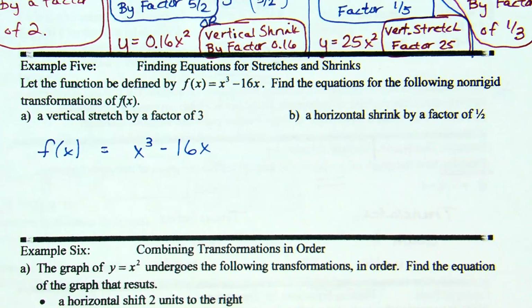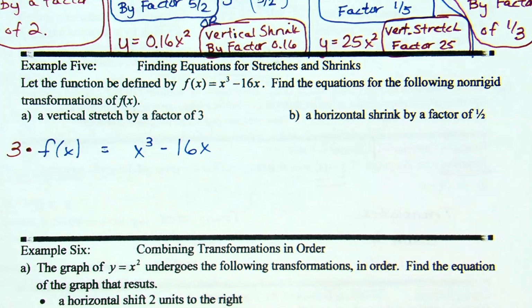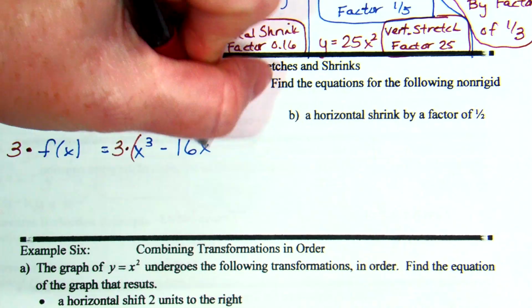How do we affect it with a vertical stretch by a factor of 3? What do we have to do there, Ross? Wouldn't you put x cubed minus 16x in parentheses? Okay, so in order to do a vertical stretch, if you looked on the previous page, it's the idea of 3 times f of x, right? Which means we're doing 3 times the entire function. So 3 times x cubed minus 16x.